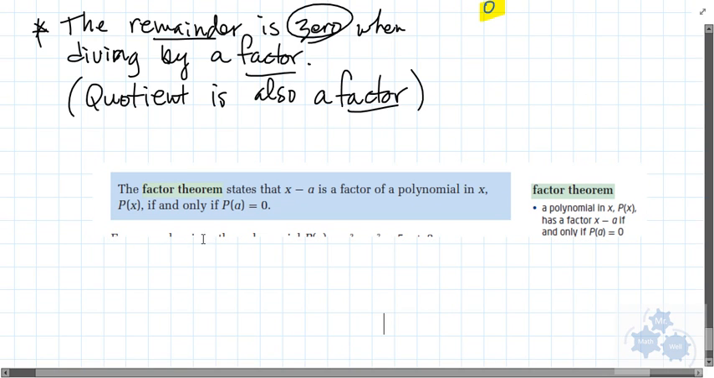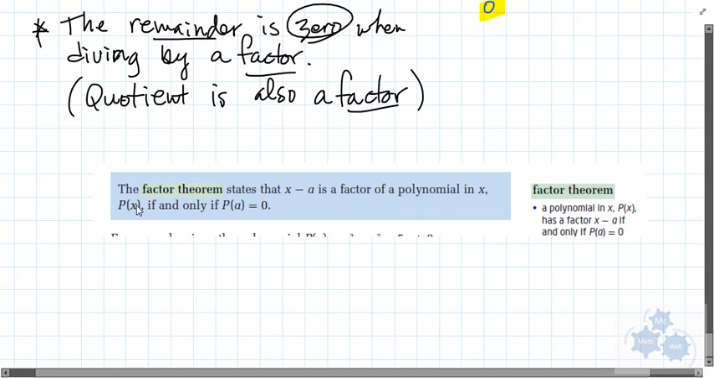Sorry about this mess here. But it says that x minus a, so this binomial in this form, x minus a, is a factor of a polynomial in x, and that in x means it's just in terms of x, right?